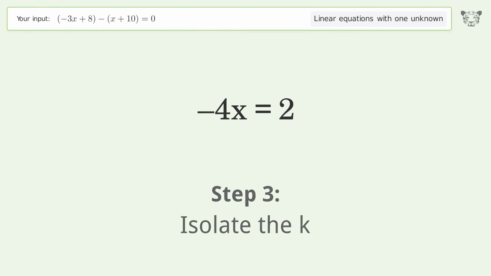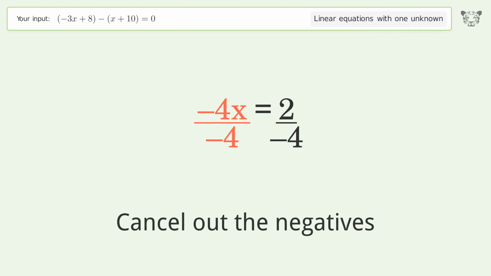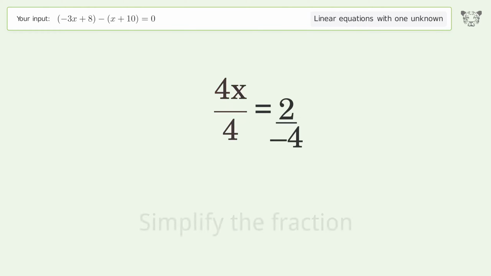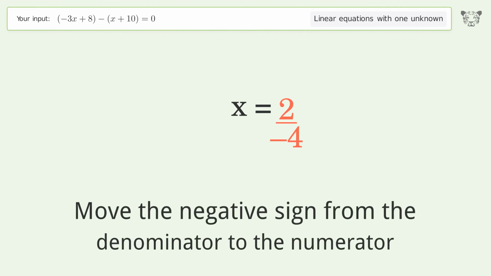Isolate the k. Divide both sides by -4. Cancel out the negatives. Simplify the fraction. Move the negative sign from the denominator to the numerator.